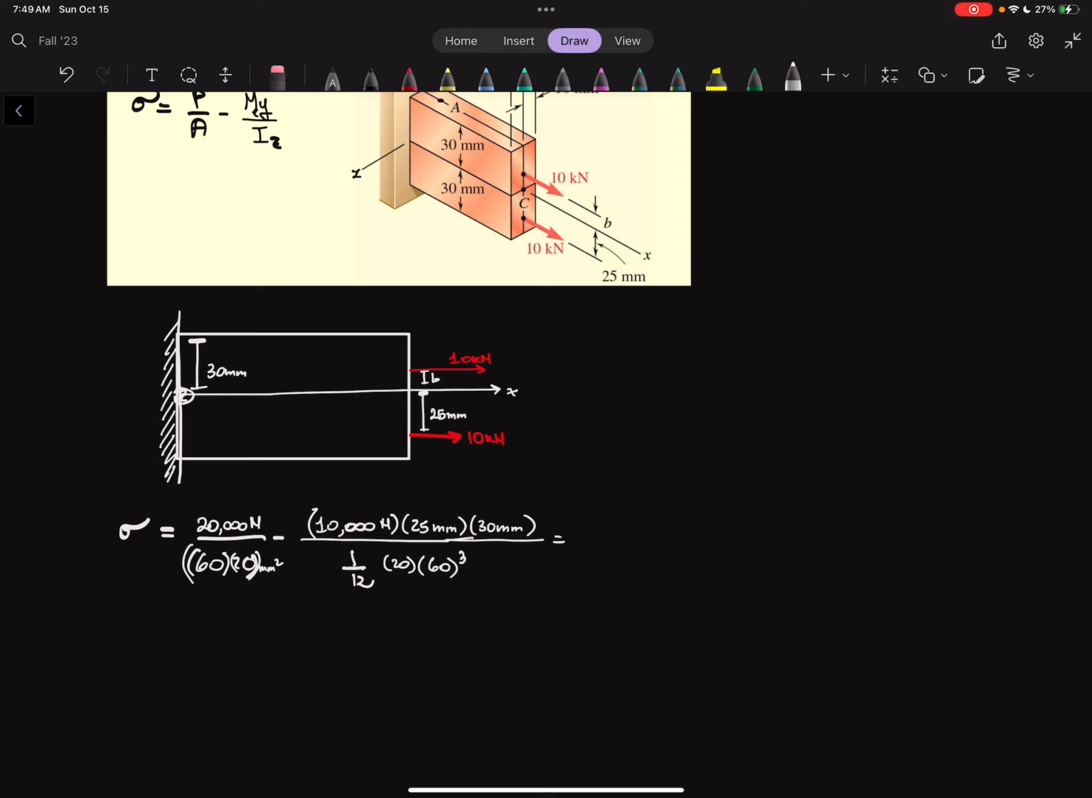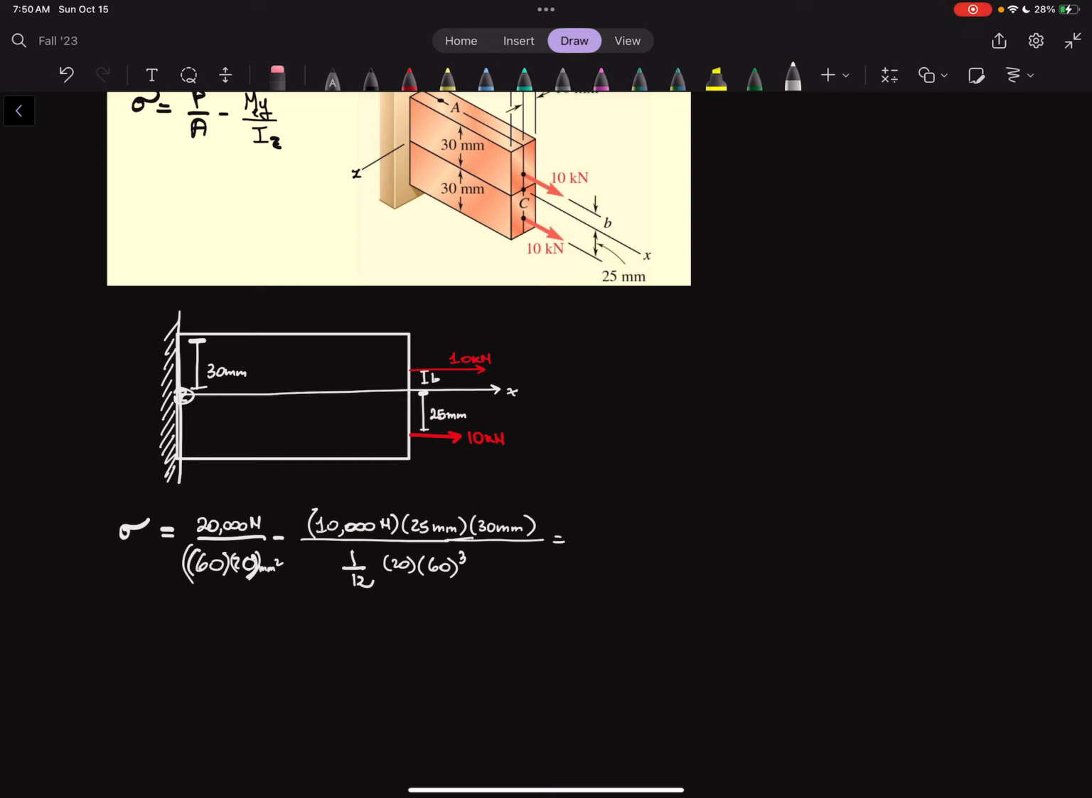So this should give us the first answer. 20,000 divided by 60 times 20, minus 1,000 times 25 times 30 divided by 1 over 12 times 20 times 60 to the third.